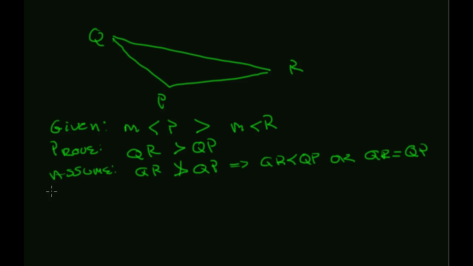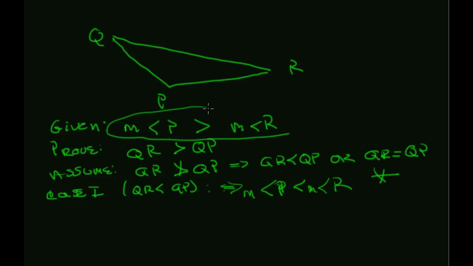Okay, so case 1 is that QR is smaller than QP. Well, from our last theorem, the one that we just proved minutes ago, if QR is shorter than QP, which it doesn't look like in the diagram, that means that the short side has to be across from the short angle. So QR is across from angle P, and that would mean that angle P would have to be smaller than the angle across from QP, which would be angle R. So the measure of angle P would have to be smaller than the measure of angle R. But this is a contradiction, because that contradicts our given, which says exactly the opposite. So this cannot be true.